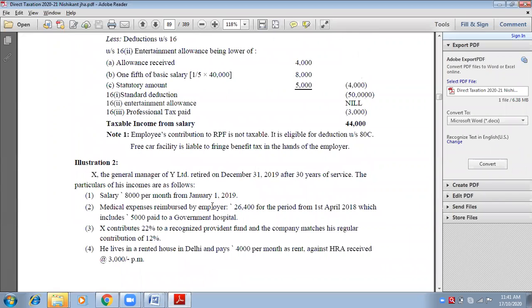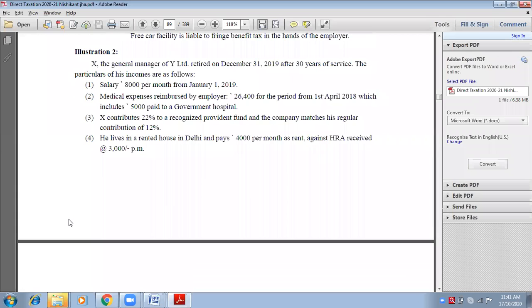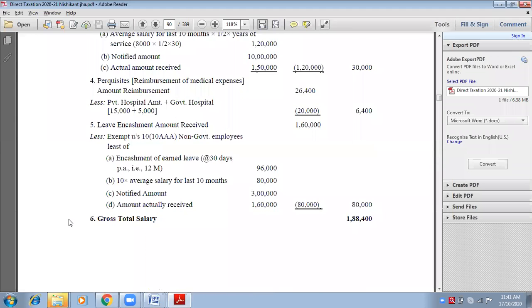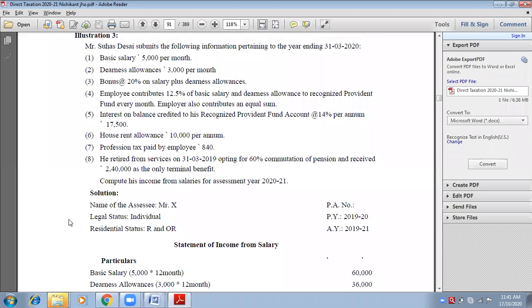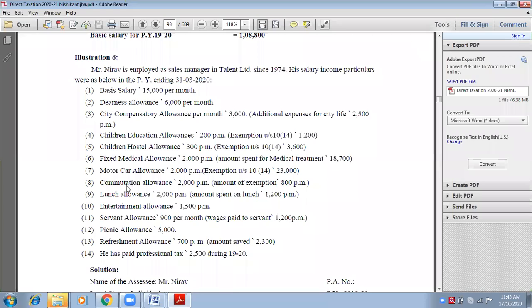So let us start with the next question. Now see, Mr. X is a general manager of Y Limited, retired on 31st December 2019 after 30 years of service. The particulars of his income are as follows. Salary 8,000 per... I think this question, wait a minute, let me tell you. No, you will not be able to do this question because I cannot make you do such a high level right now. Let me search another one. Wait a minute.